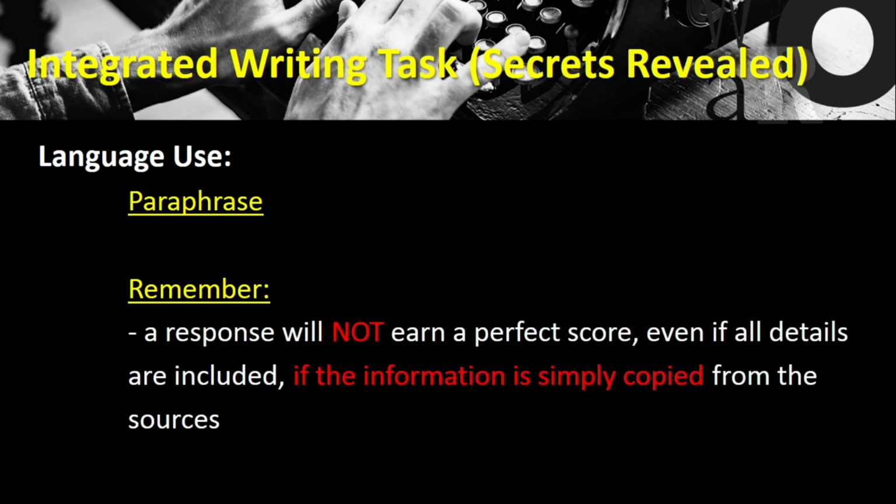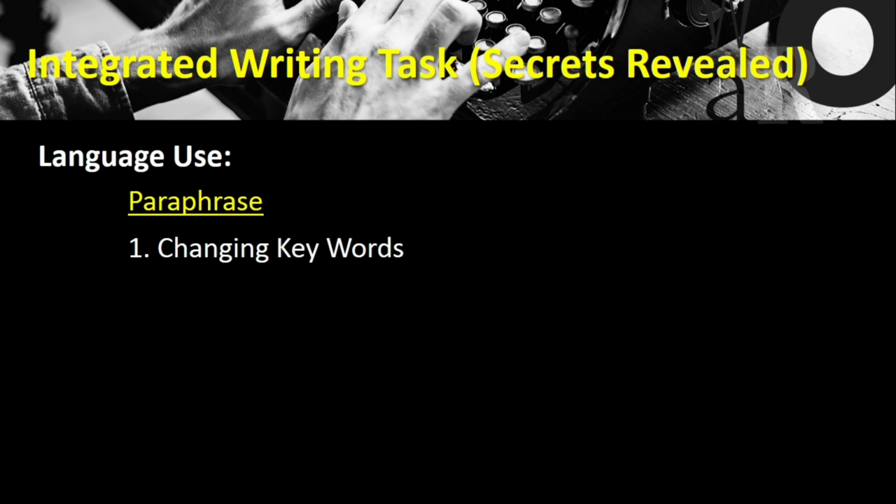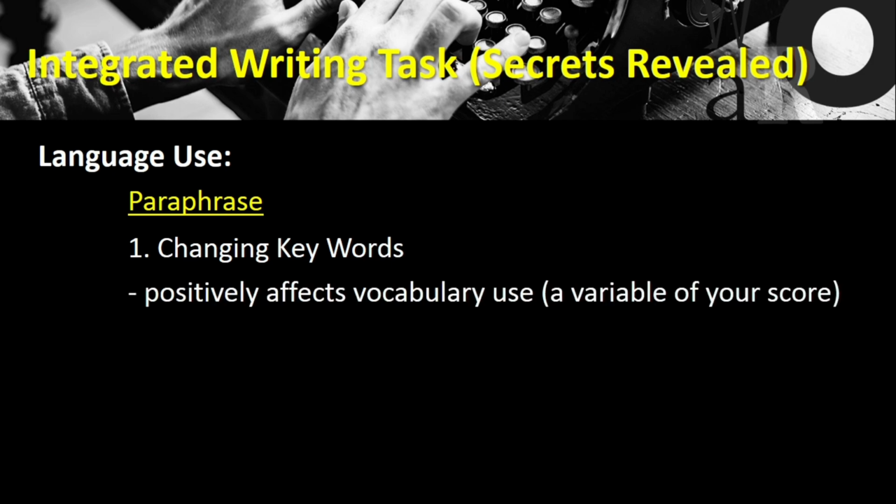Again, remember that an integrated writing response, even if all needed details are included, would not earn a perfect score if the information is simply copied according to how it is presented by the sources. And so, as you may already know, there are three basic ways to paraphrase a sentence. The first is to change key words in a sentence. This method affects the second subcategory of language use, vocabulary. In a good way, of course.